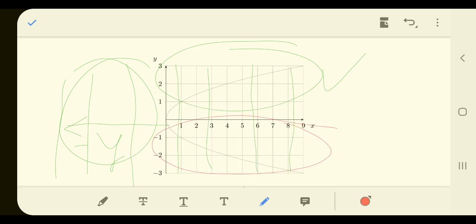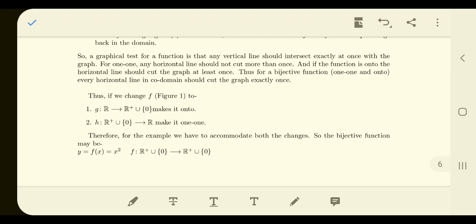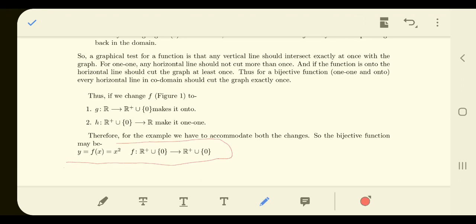One of the parts should be removed so as to make it a function, else it won't be a function. So that's how we say that possibly this forms a function. If you are talking about y equals x square, with the domain restricted, this forms a bijective function, which is an invertible function. Thank you for now for this video.